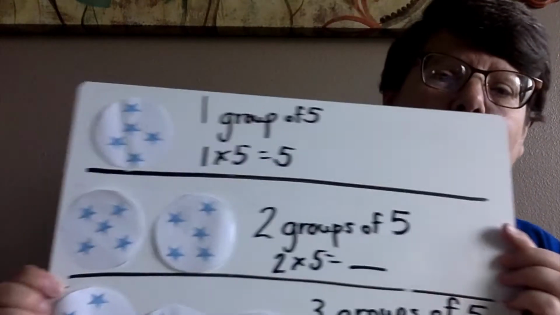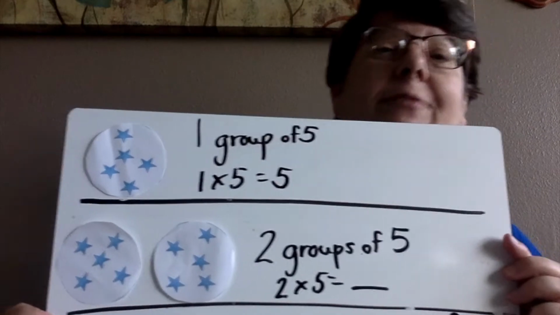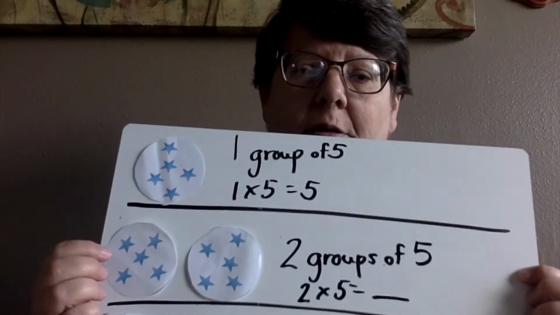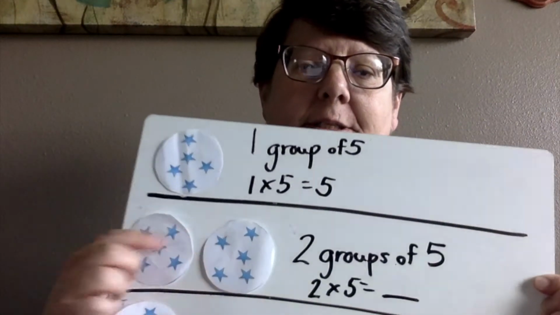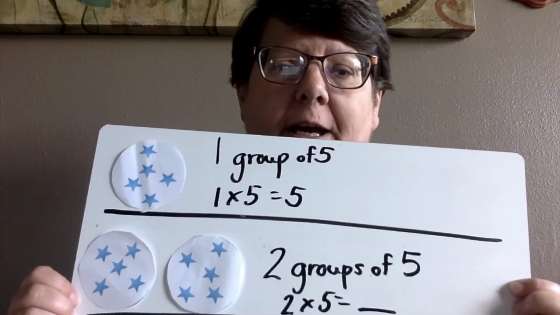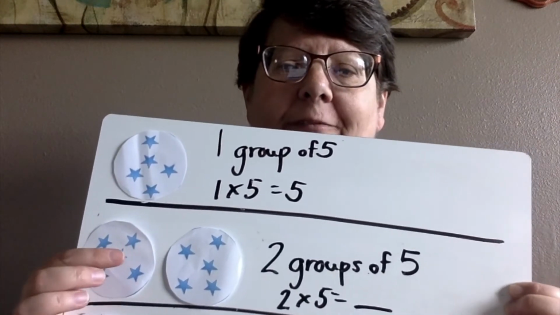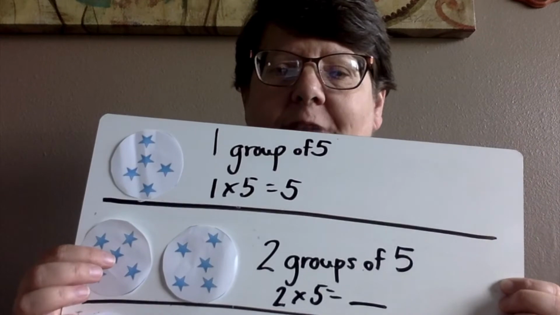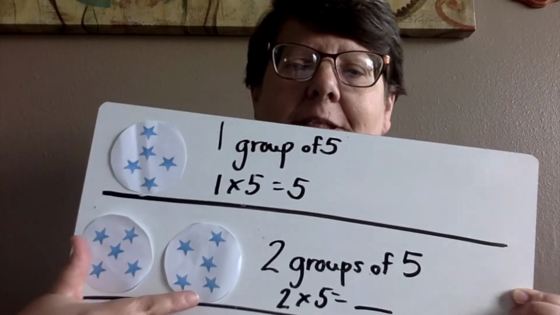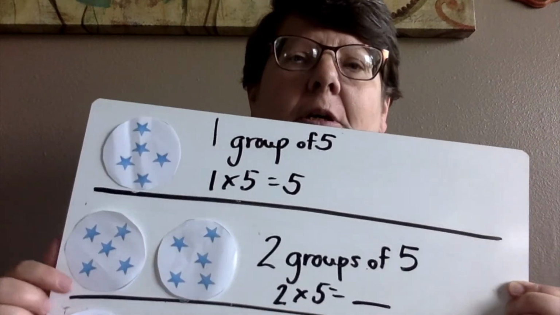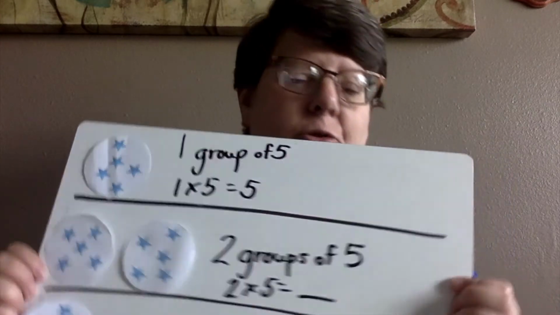The second problem shows you 2 groups of 5. Here's one group, here's the second group. You have 2 groups of 5. All right, I can count by 5s to help me solve what 2 times 5 equals. 5, 10. 2 groups with 5 in each group. 2 times 5 equals 10.